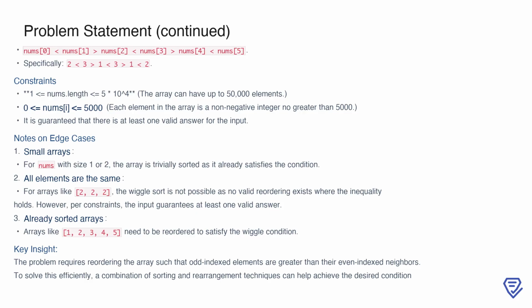Here's another example for further clarity. Consider an input array nums equals 1, 3, 2, 2, 3, 1. A valid output for this input is 2, 3, 1, 3, 1, 2. Again, the reordered array meets the wiggle sort condition where odd-indexed elements are greater than their even-indexed neighbors. Specifically, 2 < 3 > 1 < 3 > 1 < 2. It's important to note that the wiggle pattern is determined only by the relative ordering of the elements, not their absolute values. This means the solution doesn't need to be unique, as long as the condition is satisfied.